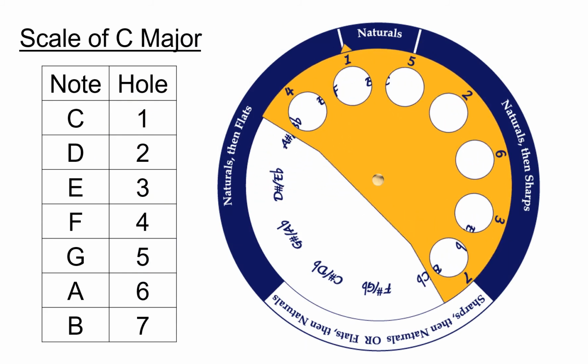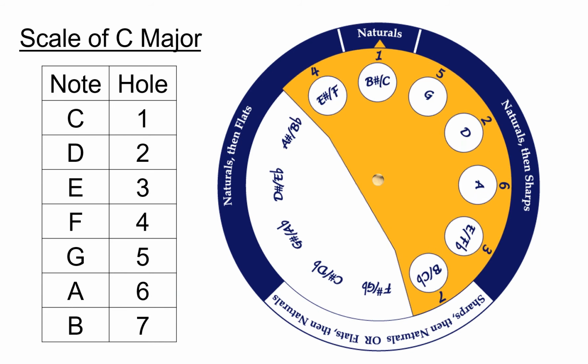Here, for example, the pointer indicates that when naming the notes in the scale of C major, natural names are used. In other words, sharp names and flat names are not used. Therefore, the notes in the scale of C major are C, D, E, F, G, A, and B. Notice that all 7 letters are represented.